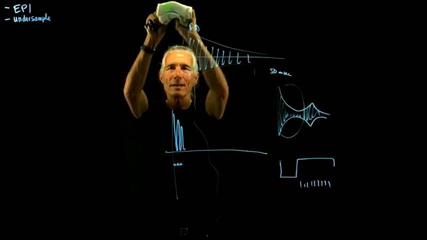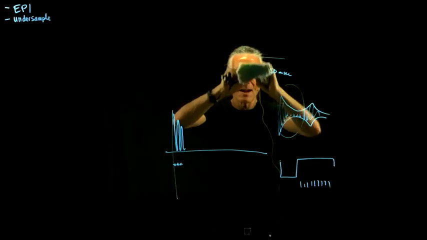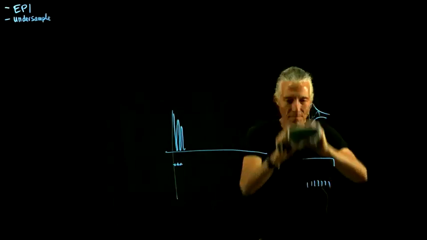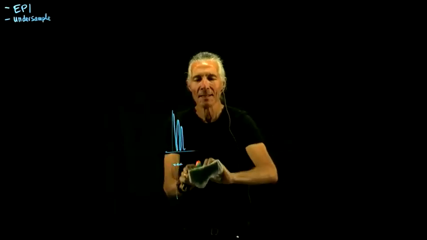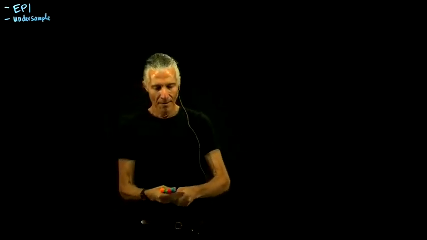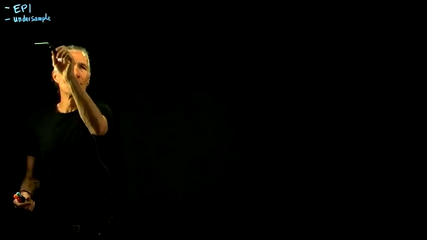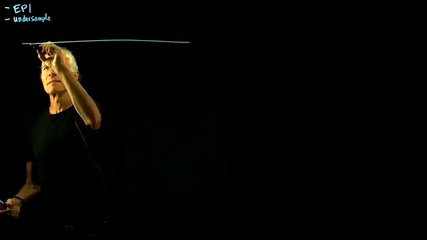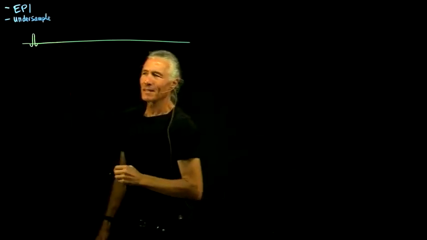Now let's go over the details of how we actually collect all the echoes needed for one slice, like 64 or 128 echoes. To start, the first thing we do is the fat saturation. Okay, so what is that?